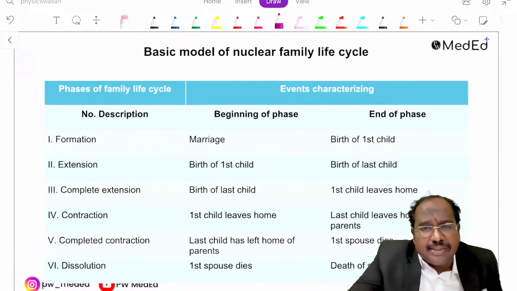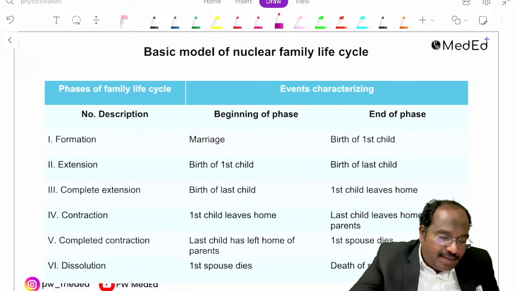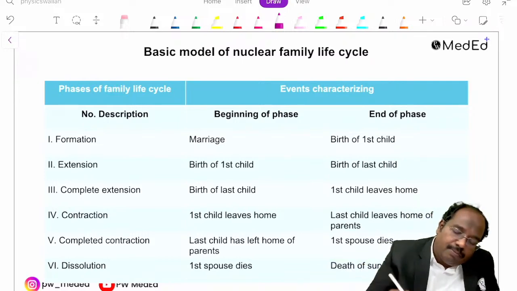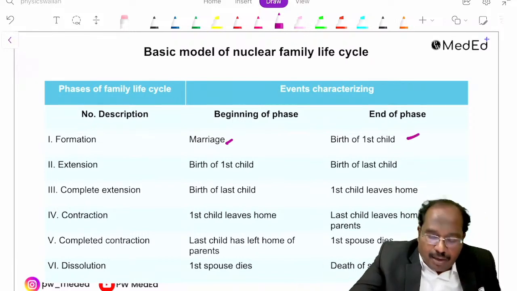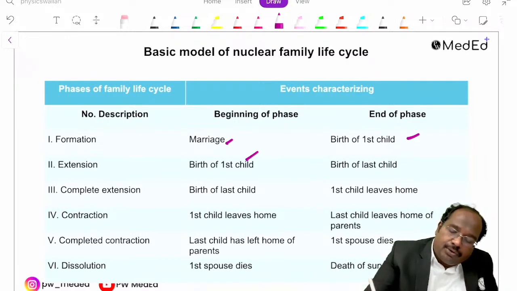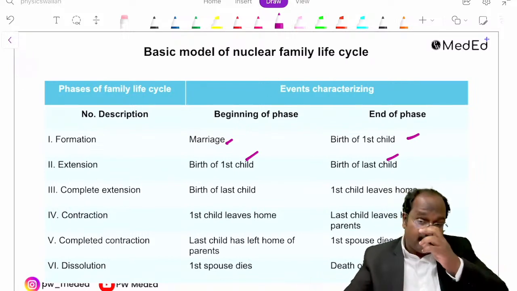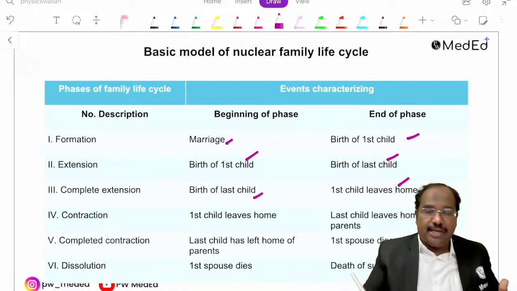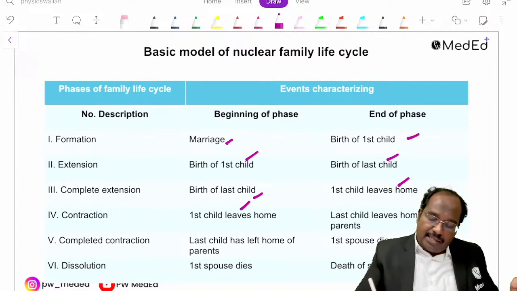This concept was also recently asked from the topic of sociology. We have different phases of the family life cycle, six stages. The formation stage is marriage to birth of first child. Extension is birth of first child to birth of last child. You can link this with your family, your father, yourself, as well as your grandparents. Complete extension is birth of last child to first child leaving the home. Contraction is first child leaves home to last child leaves home.